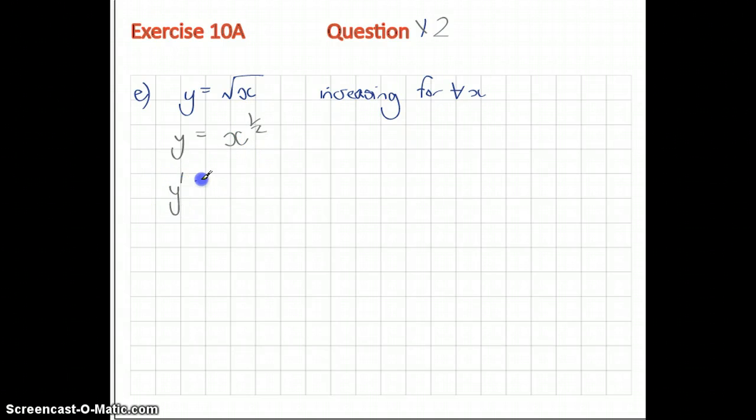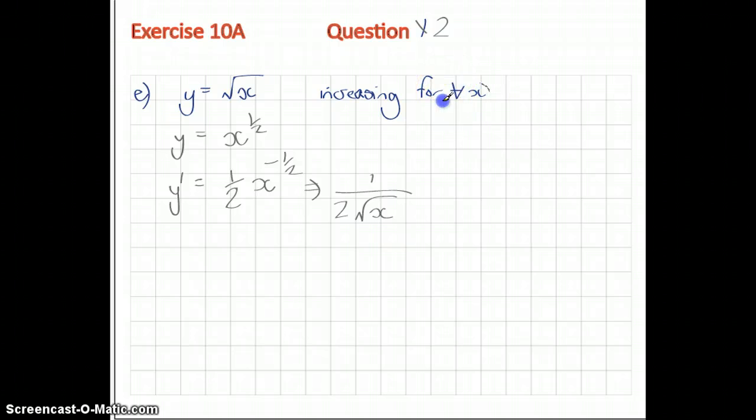Then I can use the power rule to find the derivative, which gives me half x to the minus a half. It might help me if I convert this back now to the third form, and what I'll get is 1 over 2 times the square root of x. X to the half means the square root of x, the negative means on the bottom of the fraction here.